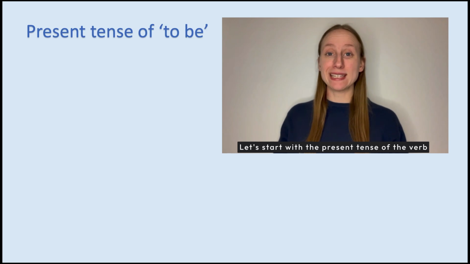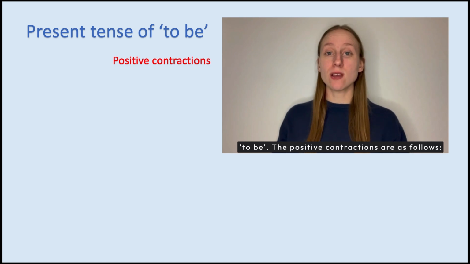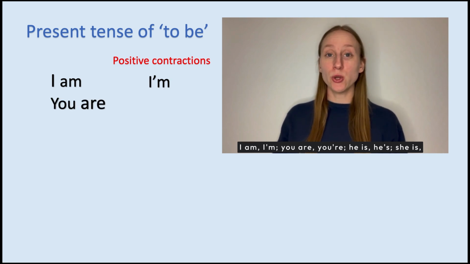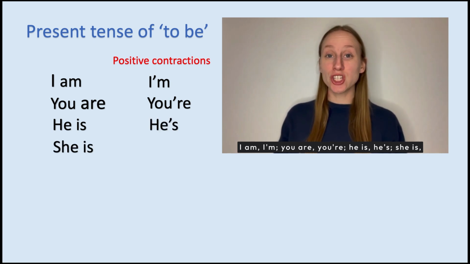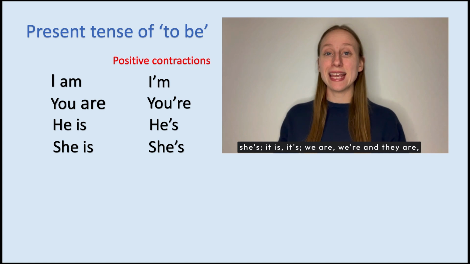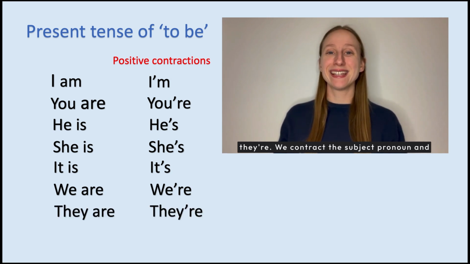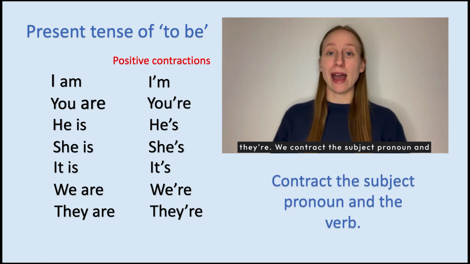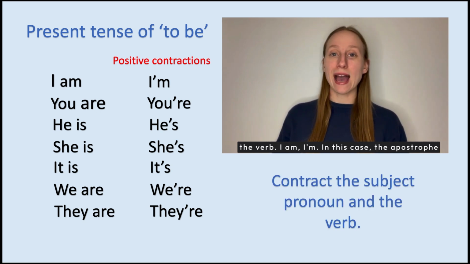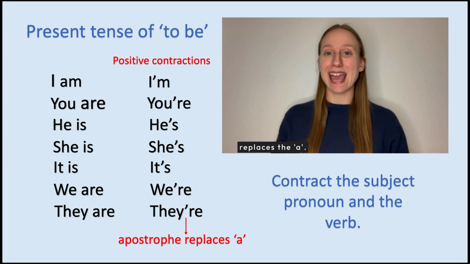Let's start with the present tense of the verb to be. The positive contractions are as follows. I am, I'm. You are, you're. He is, he's. She is, she's. It is, it's. We are, we're. And they are, they're. We contract the subject pronoun and the verb. I am, I'm. In this case, the apostrophe replaces the A.